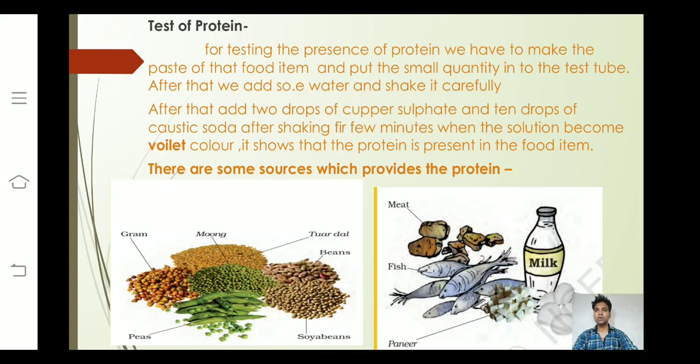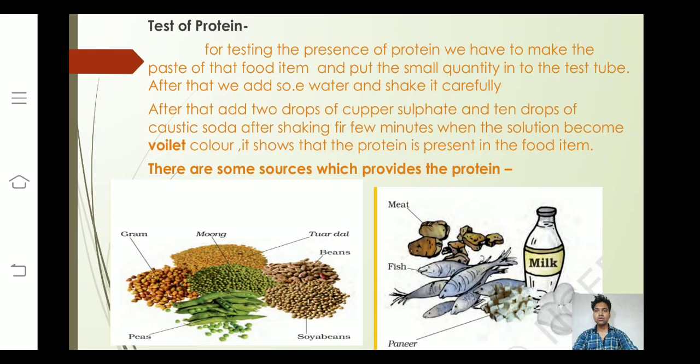Here the next is protein. Friends, if we have to test the presence of protein in any food, what procedure do we follow? Here it is given. Friends, for testing the presence of protein, we make a paste of the food and put a small quantity into a test tube, and after that we add some water and shake it carefully.